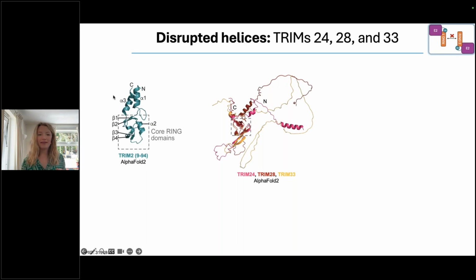So if we look at this characteristic TRIM2 active TRIM ring domain, you can see these nice helices at the top. If we look at TRIM24, 28, and 33, although there's some propensity for helices to form here, largely they're disordered regions, and this is just predictions from AlphaFold. So we would predict, therefore, that these are unable to form this 4-helix bundle and therefore unable to dimerize.